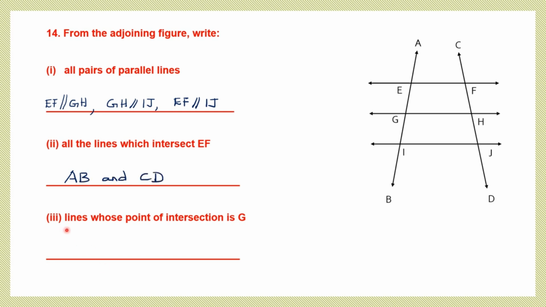Next one, write lines whose point of intersection is G. So look for G. So G is here and the point of intersection is this one, this point, isn't it? Now, which are the lines that meet at G? So if you can see, AB is touching G and GH is also meeting at the point G. So what are the 2 lines? AB is one line and GH is the other line that meets at point G. So we have answered these questions here.